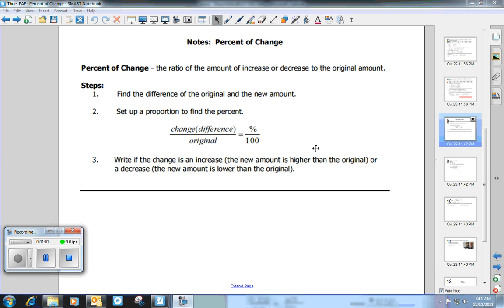Okay, so we're finding what percent matches the amount of change. And then you're going to write if the change is an increase or a decrease. So if we're going from 50 to 30, that's a decrease. If we're going from 30 to 50, that's an increase. All right, so let's take a look at a couple of these problems.